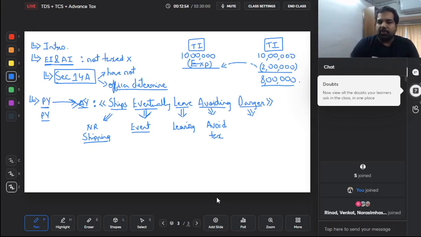I'm just forgetting this one, but I'll tell you guys about it. So these are 5 incomes which will be taxed in the previous year itself. All right, and that's where the quick book comes into picture. But anyways, I'll tell you guys in the end what this is: ships eventually leave, avoiding danger. All right.